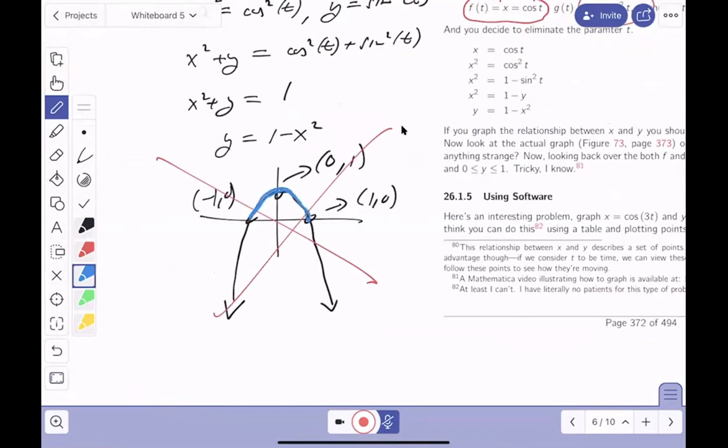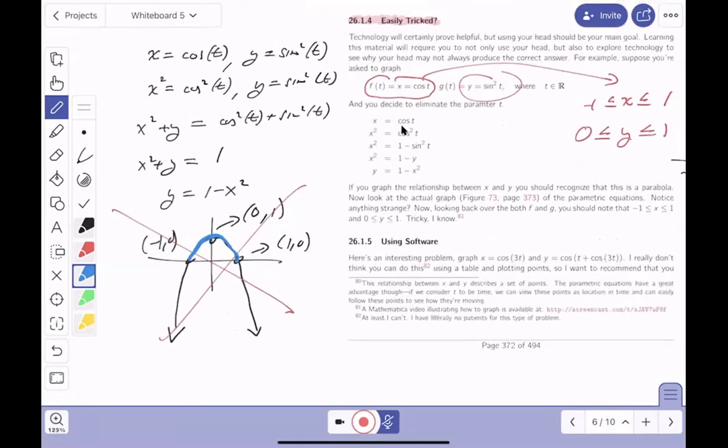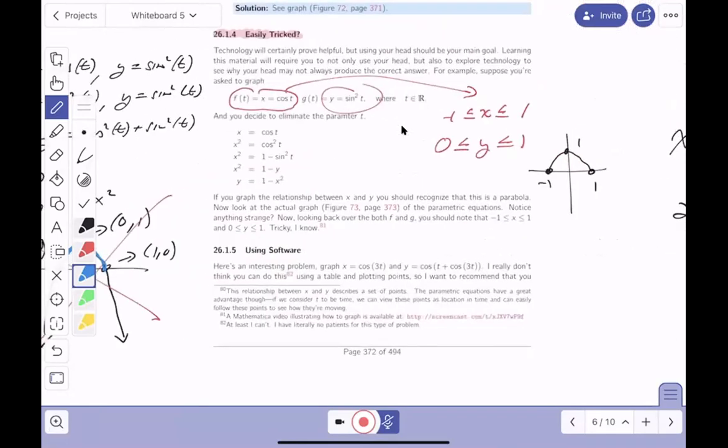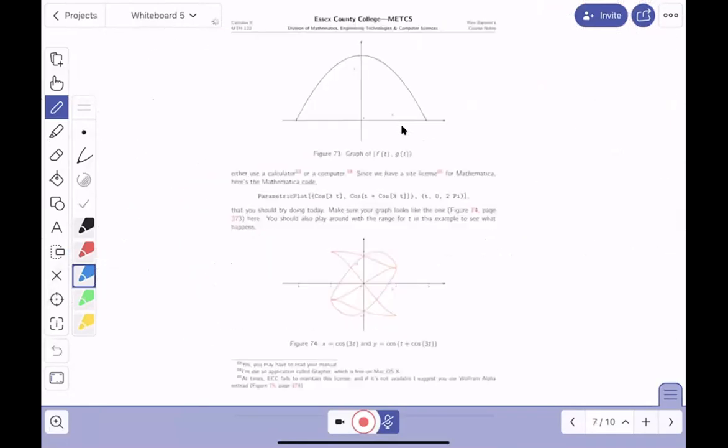All right, so people get tricked. I don't like being tricked. I get tricked all the time. Actually, I do enjoy getting tricked. I love magic. I hate to tell you, school's not magic, though. It's kind of mundane. But anyway, that gives you the picture of it. Let's talk about using software next.